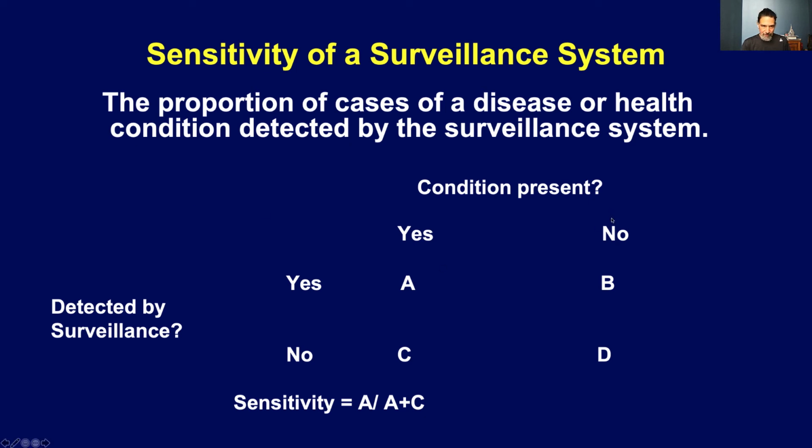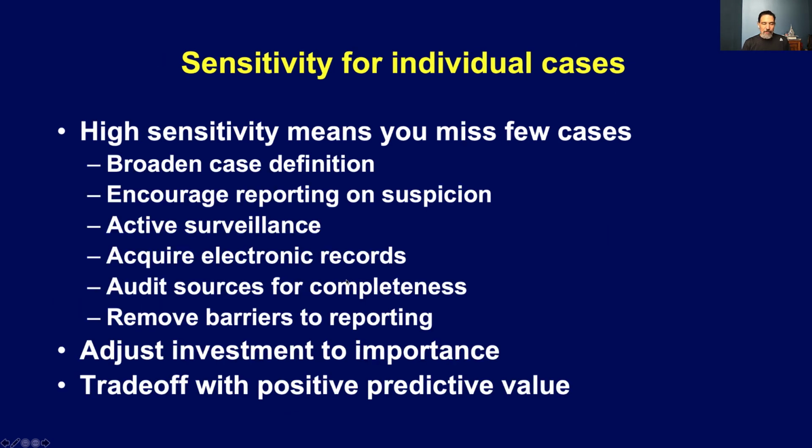So you can see here we have on this axis the condition present, yes or no, and whether or not it's detected by surveillance. You can think of the sensitivity of the surveillance system as the proportion of all cases that are occurring, which would be A plus C, that are detected by the surveillance system, which is A. So if you have high sensitivity, it means that you're going to miss few cases. It may mean that you're going to detect other things besides the cases as well.